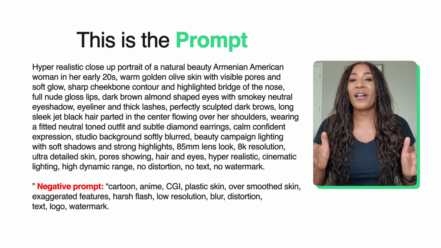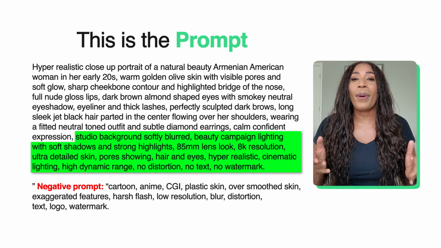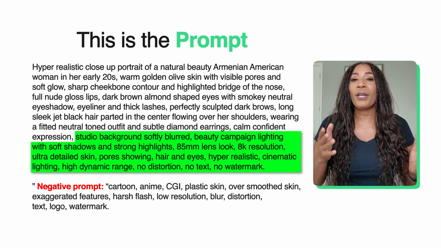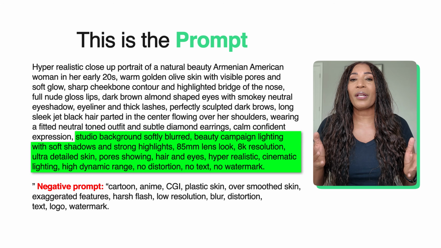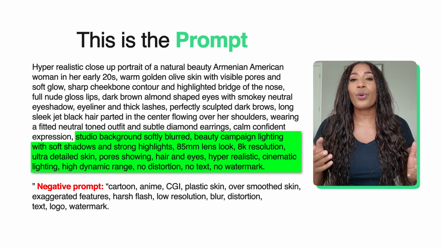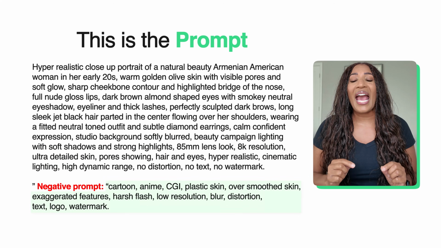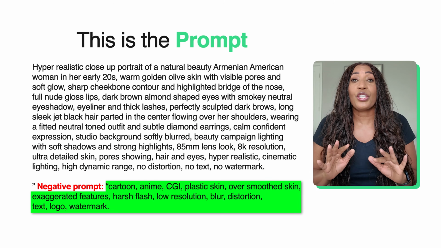Then I added the camera and lighting style: studio background, softly blurred, beauty campaign lighting, 85mm lens, ultra detailed skin and hair, hyper realistic, high dynamic range, no distortion, no text, no watermark. And finally, I added a negative prompt, things that I just don't want.